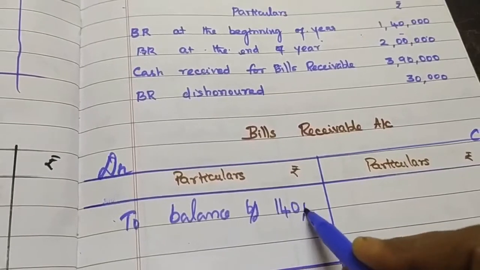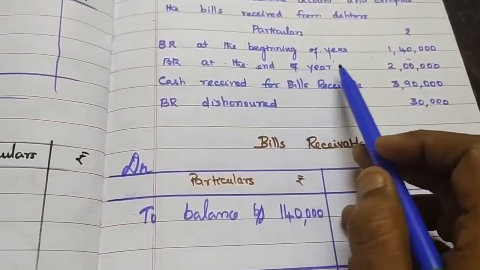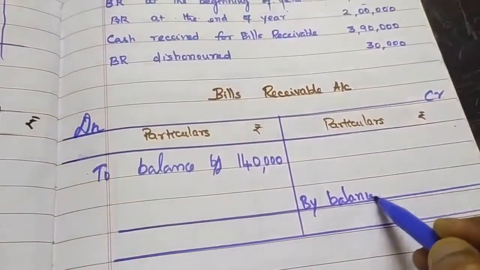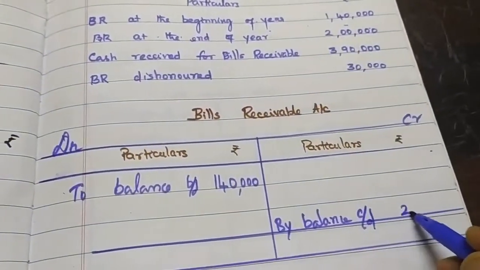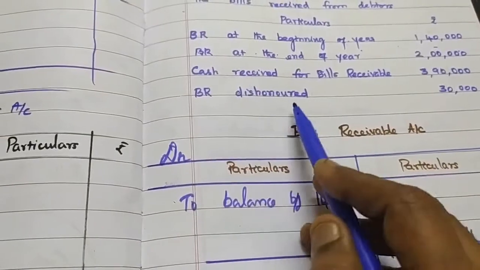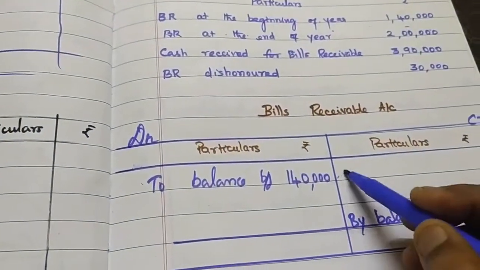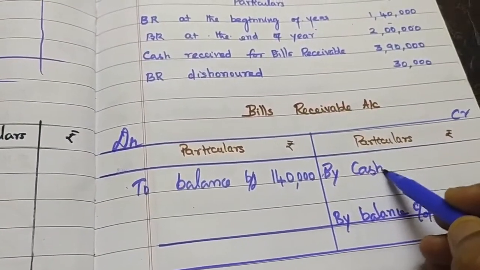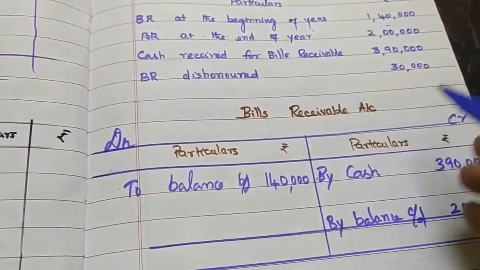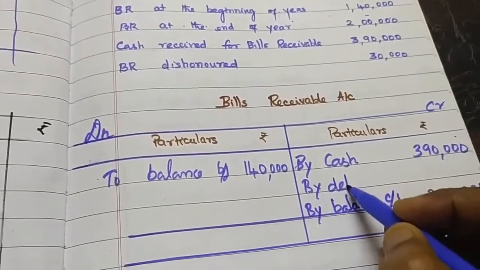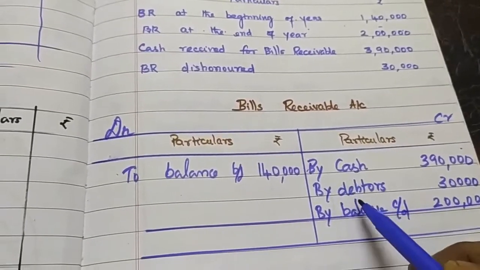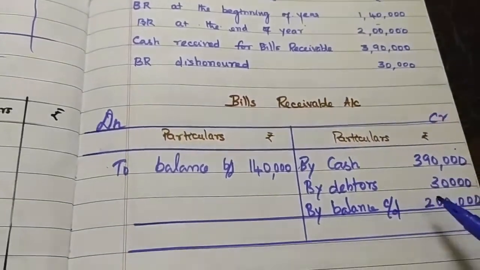1,40,000. That is written. And then bills receivable at the end of the year. This is closing balance. So you have to write on the credit side by balance c/d. On the credit side you can write 2 lakhs. 2 lakhs is written. Then cash received for bills receivable and bills receivable dishonored. Both will come in the credit side. When cash is received, you have to write by cash. By cash, this is 3,90,000. And then bills receivable dishonored 30,000. That we are going to write as by debtors 30,000. This is cash received, this is cash not received. Both will come in the credit side. So we have written this.